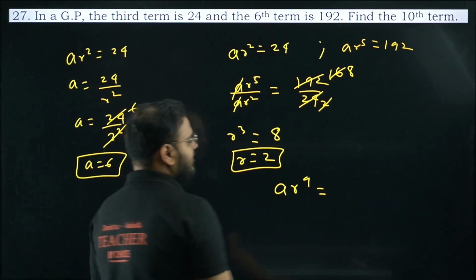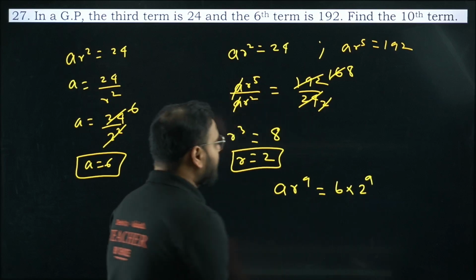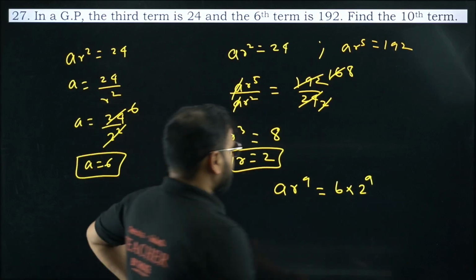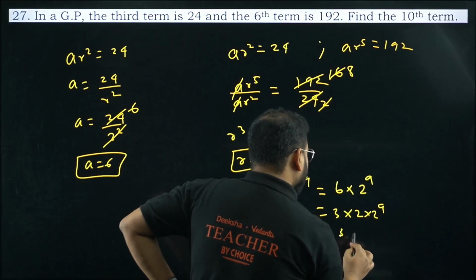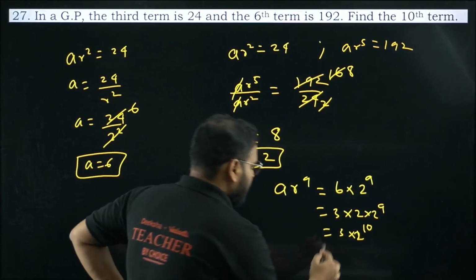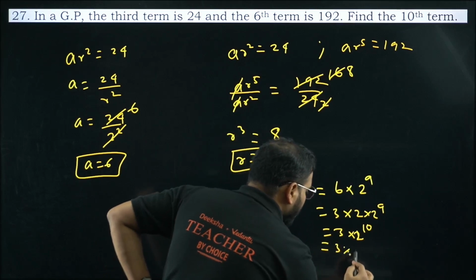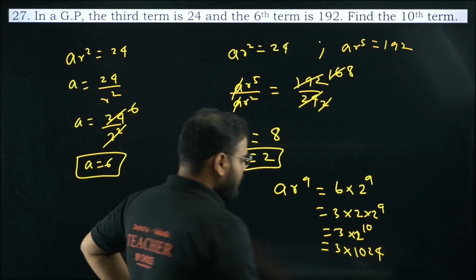So we write here 6 times 2 power 9, since r is 2. Write this as 3 times 2 into 2 power 9, which is 3 times 2 power 10. So it will become 3 times 1024. What is this going to be?